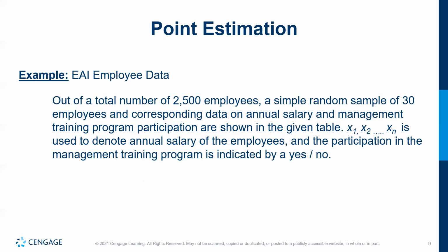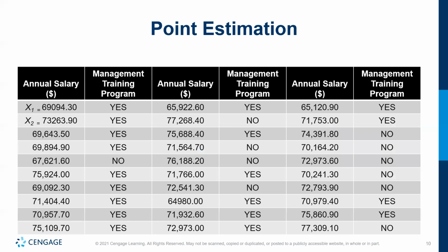All right. So EAI Corporation has 2,500 employees. We take a simple random sample, probably as simple as going into Excel and using a random number generator and just choosing 30 people randomly, okay? We're gonna look at their salaries and then whether or not they attended a management training program. So there's all our data.